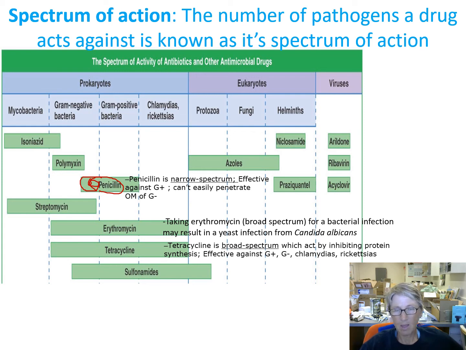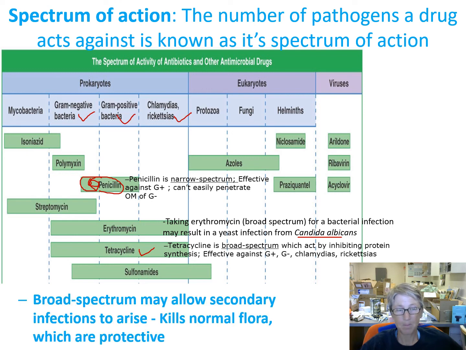Erythromycin is a broad spectrum drug. You could take it for a bacterial infection, but it may result in a yeast infection from Candida albicans. Tetracycline here is also a broad spectrum. It acts by inhibiting protein synthesis, and it's effective against gram-negative bacteria, gram-positive, chlamydias, and rickettsias. Broad-spectrum drugs may allow secondary infections to arise, for example, Candida albicans with erythromycin. It kills the normal flora, which are protective, and then you can have these secondary infections.